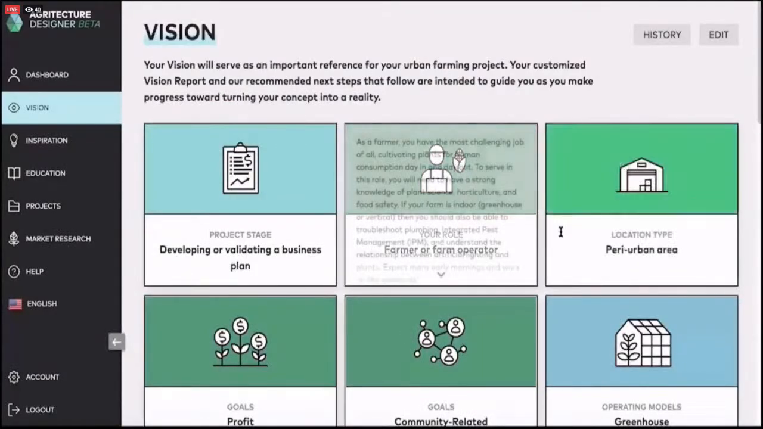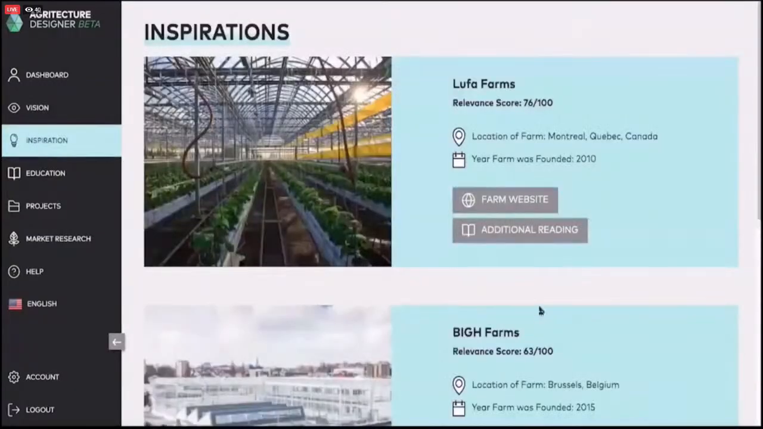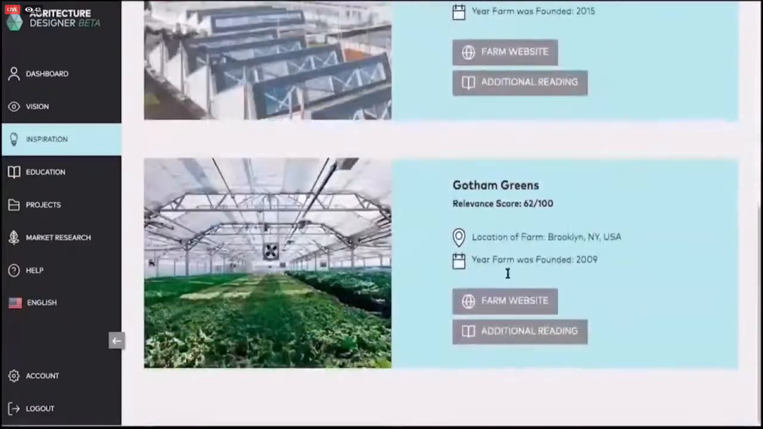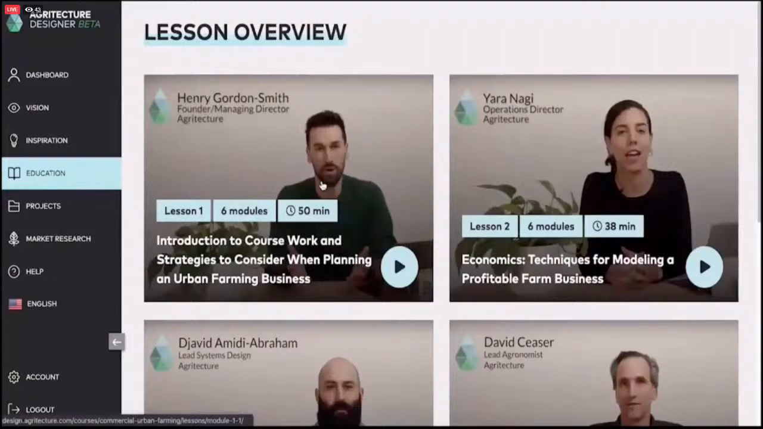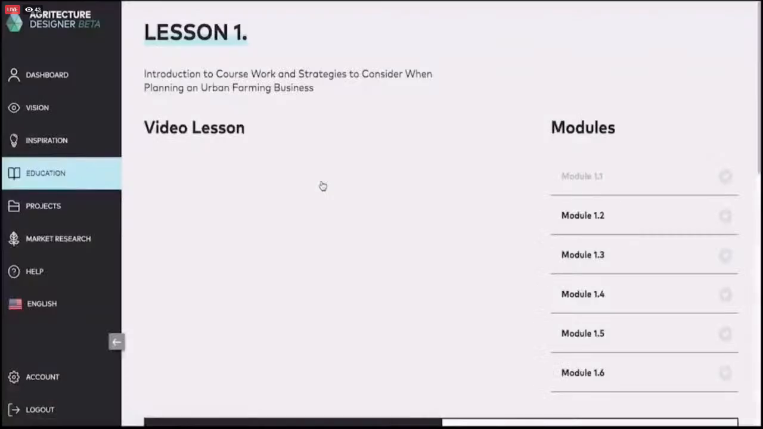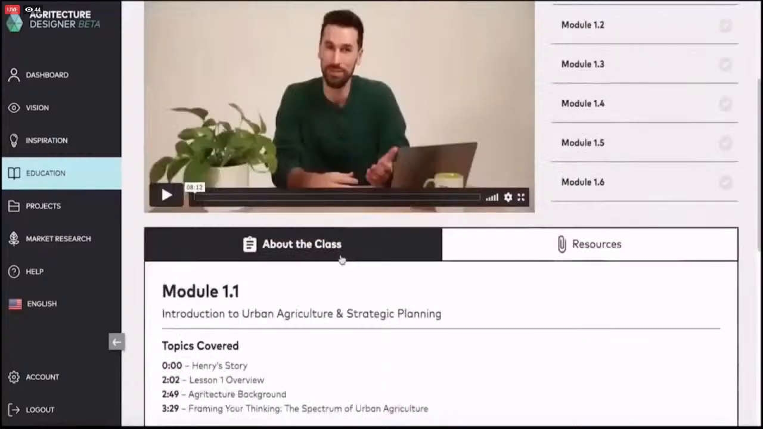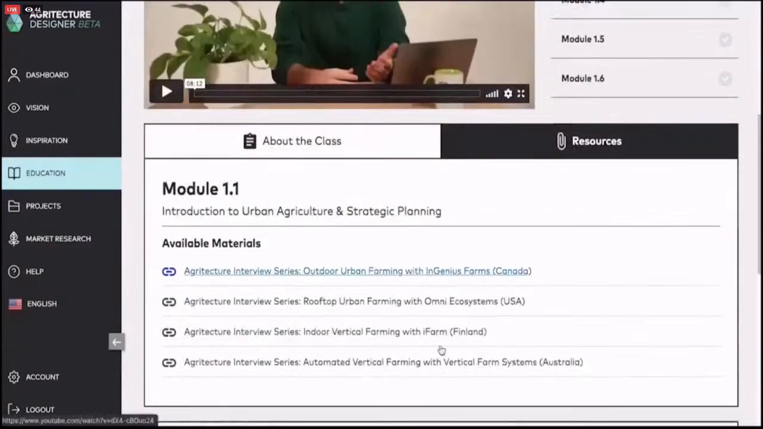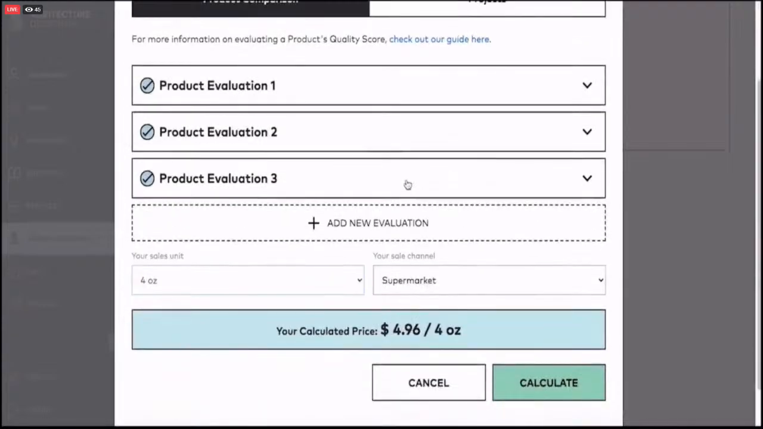First, we'll help you lay out your vision and find inspiration from existing farm projects. Next, 6 of our expert consultants will walk you through the key best practices any entrepreneur needs to know when starting an urban ag business through concise video modules, along with supplementary resources and activities. Our crop research tool will help you conduct data-driven market research and calculate a fair market price for the crops you're considering growing.